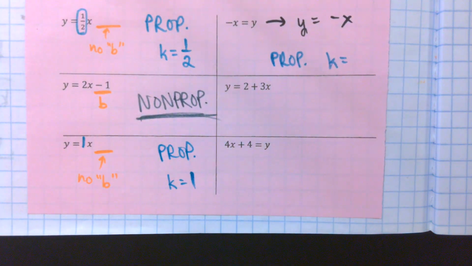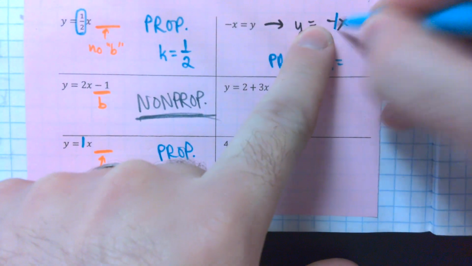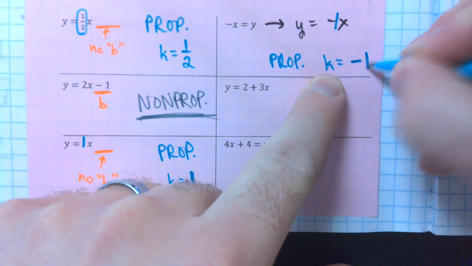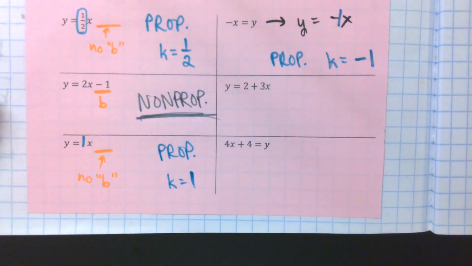Now, if it's proportional, I can find k. What number is in front of my x? Nothing. So what's the invisible number that's there? 1. But there's something that's not invisible too. What is that? A negative sign. So my k value would be negative 1.